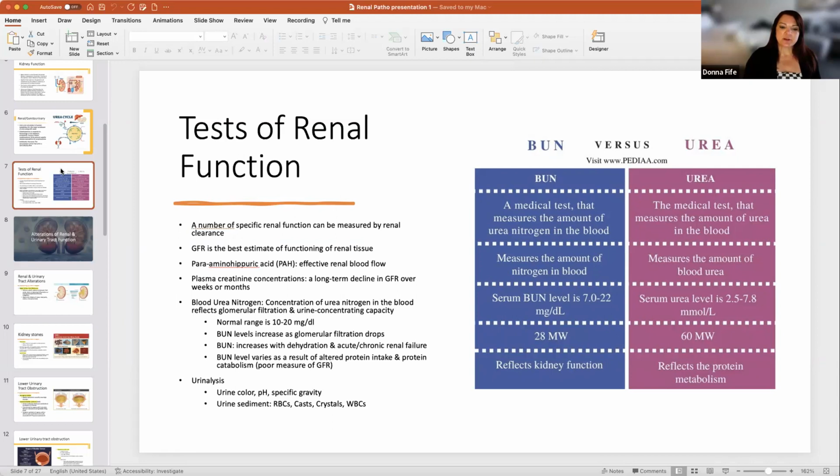Urinalysis looks at the urine color, pH, specific gravity, and urine sediment will look for RBCs, casts, crystals, and WBCs.